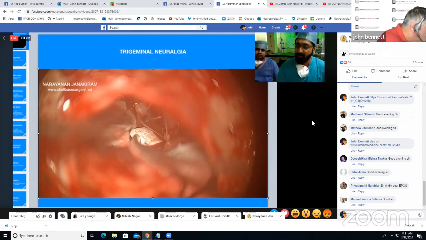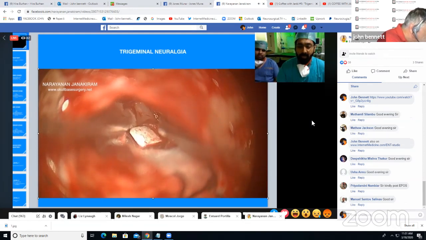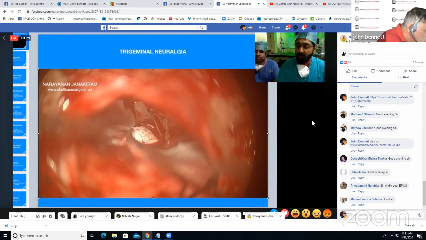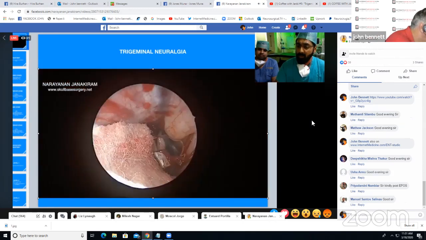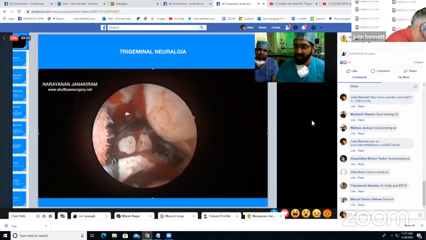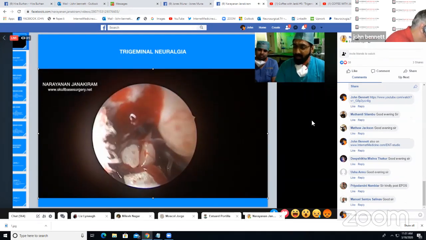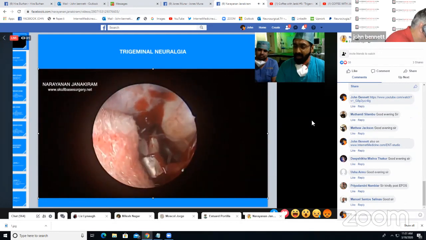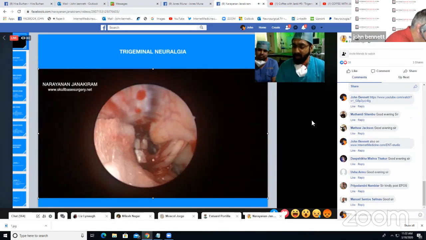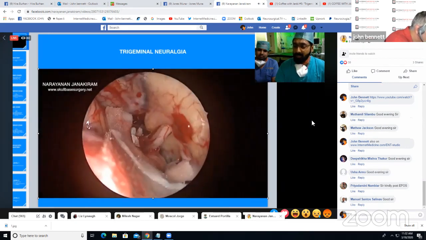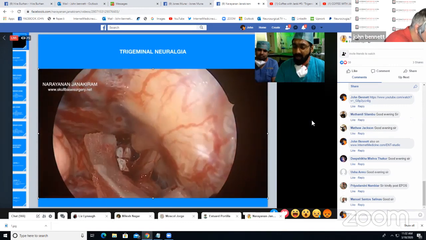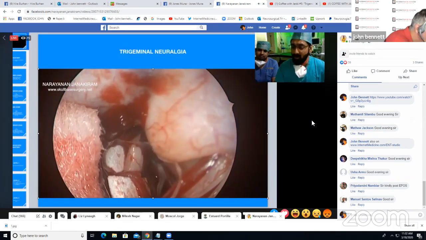Now let us see. Okay, now that artery has been separated. And now I'm using an endoscope. You can see that, that's the SCA anteriorly. We have placed the Teflon here to separate this vessel. And there is one Teflon which has been placed between the SCA and the trigeminal nerve anteriorly. But still there is a little contact with the SCA. It's better to release that arachnoid, separate that vessel.